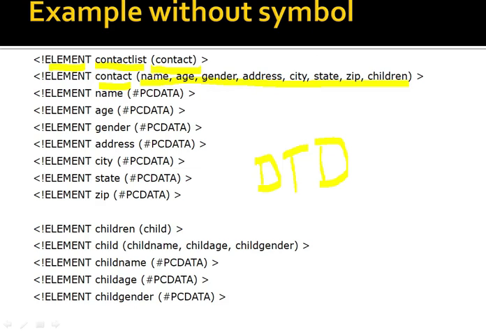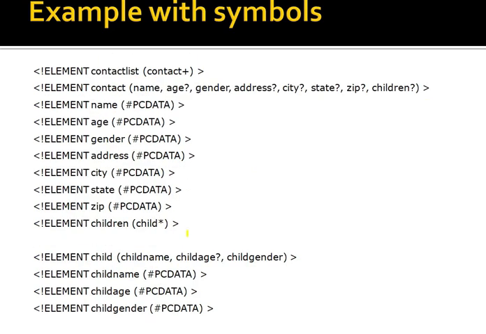So all this: name, age, gender, address, city, state, zip, and you have children. Again, children is going to have a child: child name, child age, child gender. So this is a DTD without symbols. We can also have the DTD with symbols like plus, asterisk, question mark, comma, and pipe symbol. You will see this is the same DTD with the symbols.